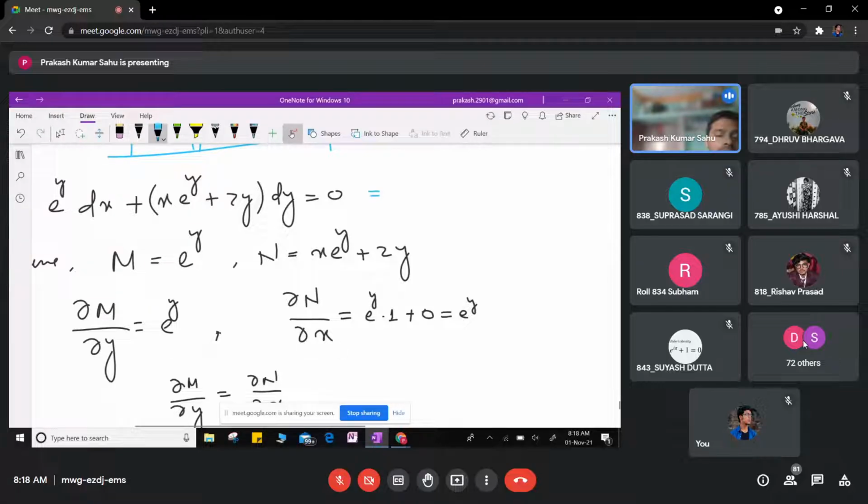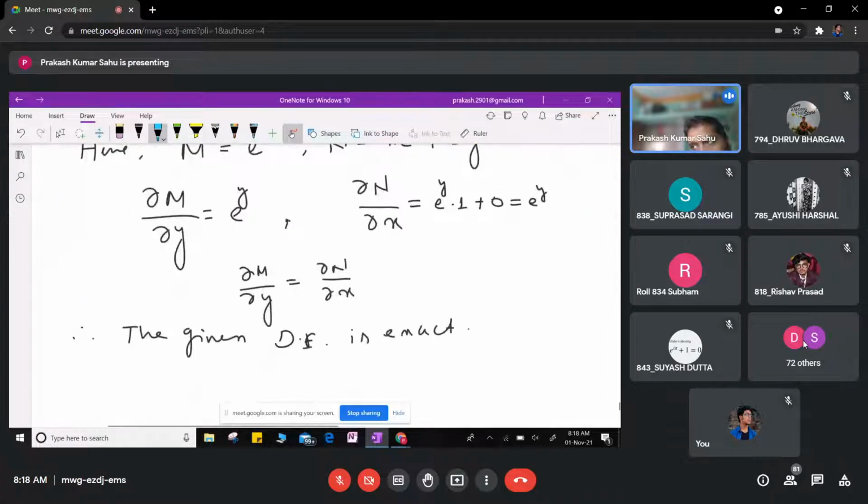Because if you write this differential equation, it will be dy by dx is equal to minus e to the power y divided by x e to the power y plus 2y. So this is not homogeneous, this is a non-homogeneous differential equation. What if you substitute x is equal to X plus h, y is equal to Y plus k? Can you solve it? Never. No, sir.